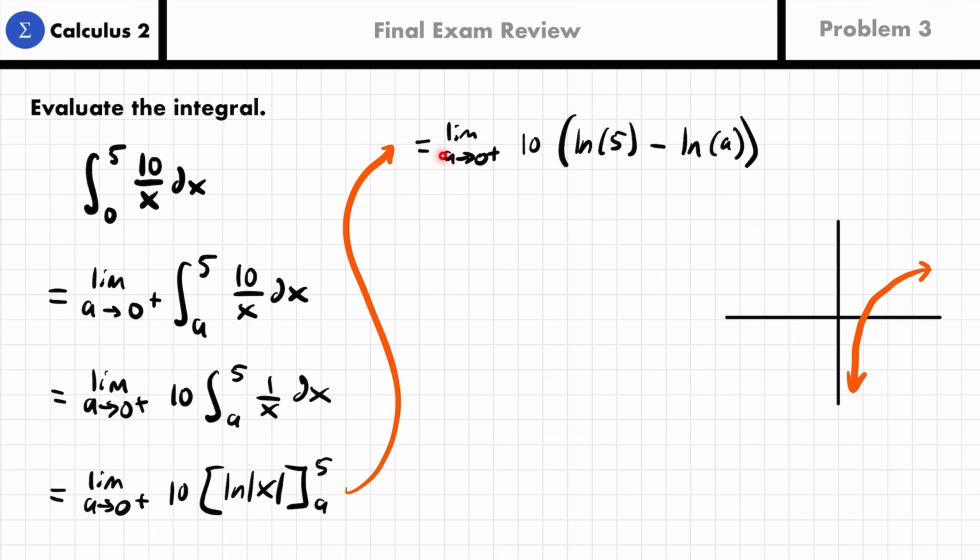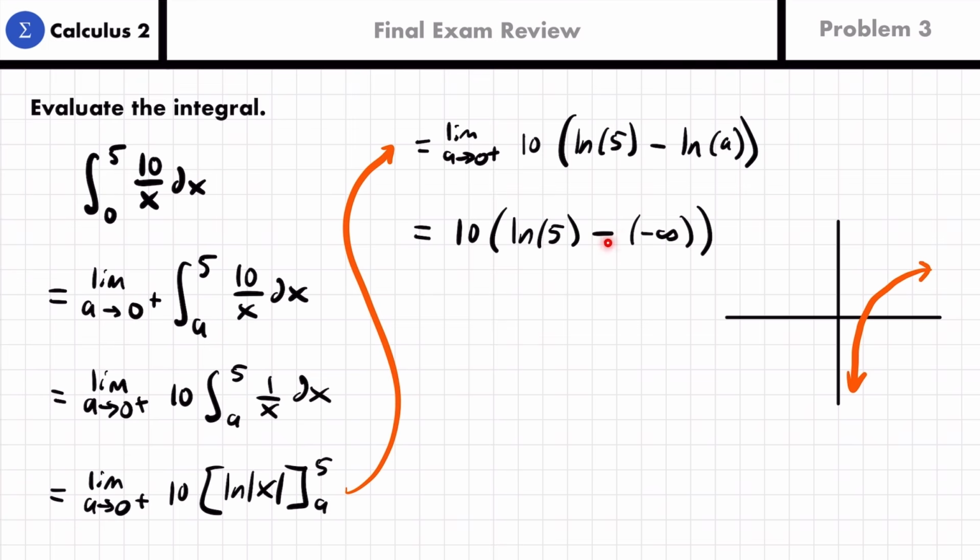Remember that we are looking at the limit as a approaches 0 from the right, and so if we look at the natural log function, as the input values approach 0 from the right, meaning from this direction, as we approach x equals 0 from the right, the output values, or the y values, progressively get smaller and smaller in the negative direction. In other words, we're approaching negative infinity. That is what we would get for the limit as a approaches 0 from the right of the natural log of a. So taking that into account, we now have 10 times the natural log of 5 minus the natural log of a, which we have just determined for this limit is equal to negative infinity.